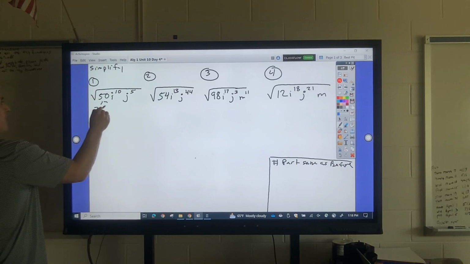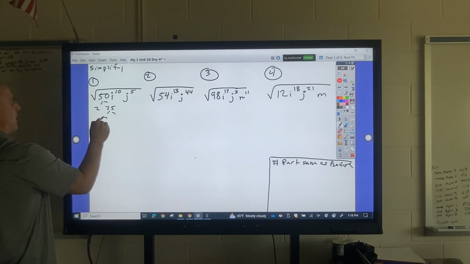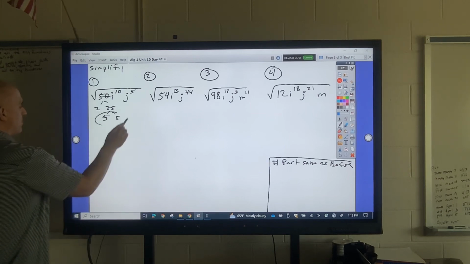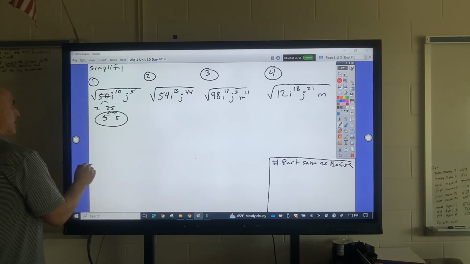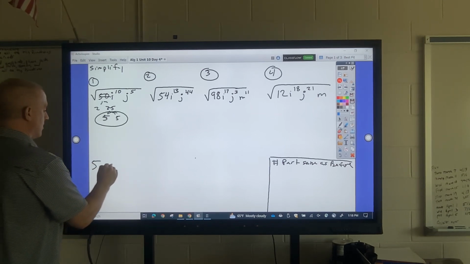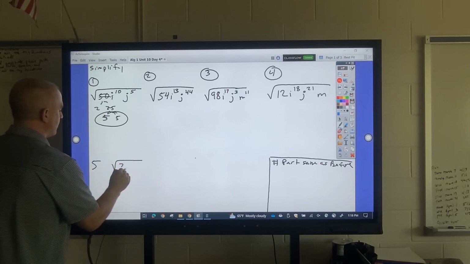So 2 and 25, 5 and 5. Okay, here's your pair. That's going to be 5. Okay, all right, square root of 2. I'm going to leave some space here.